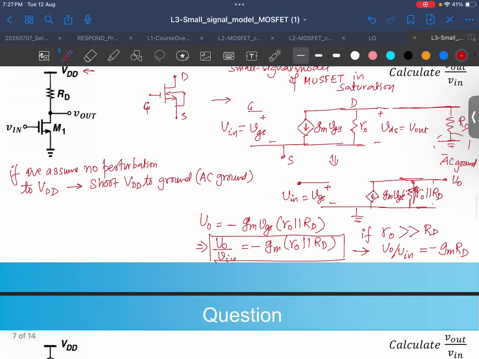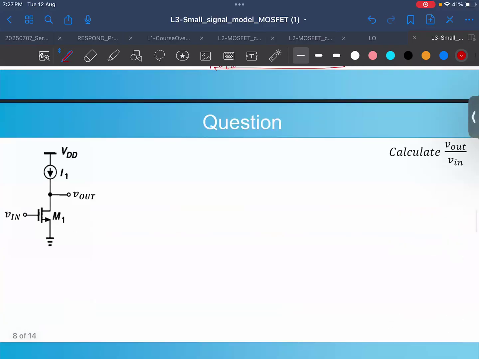So I think this is enough. If you want me to solve, this can also be solved easily. Here we again say that we assume no perturbation in I1. So that means this would be open circuit, right? If there is no perturbation, this would be open circuit.